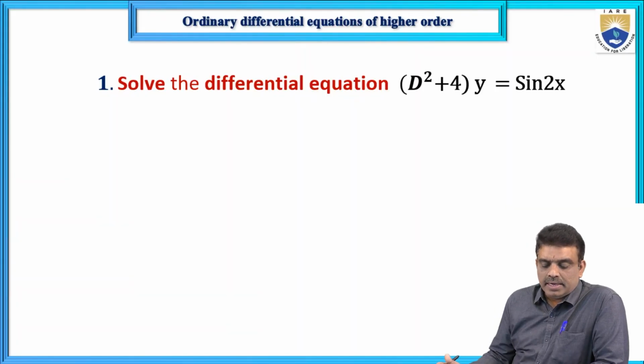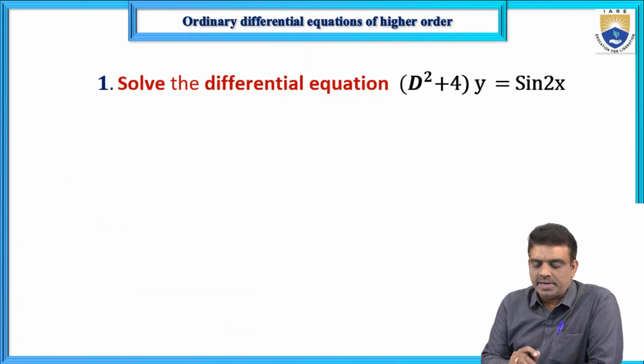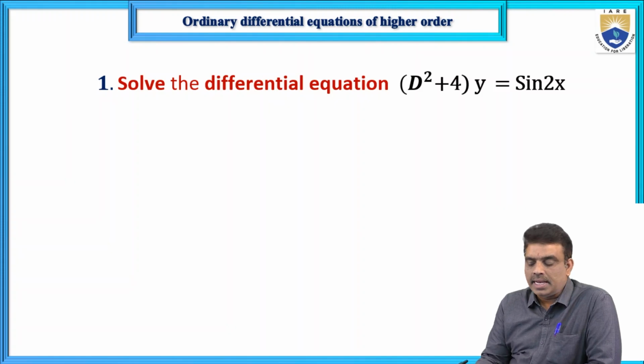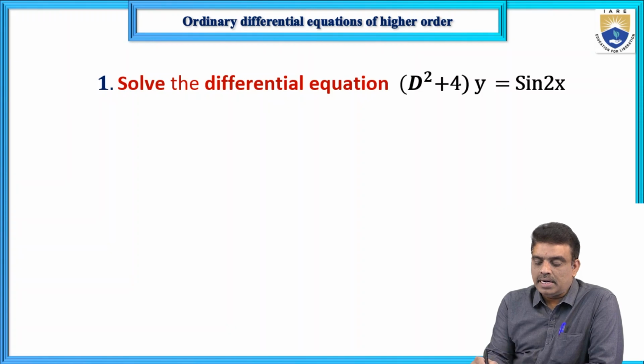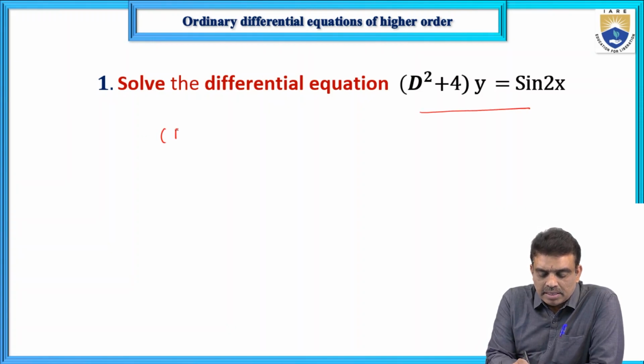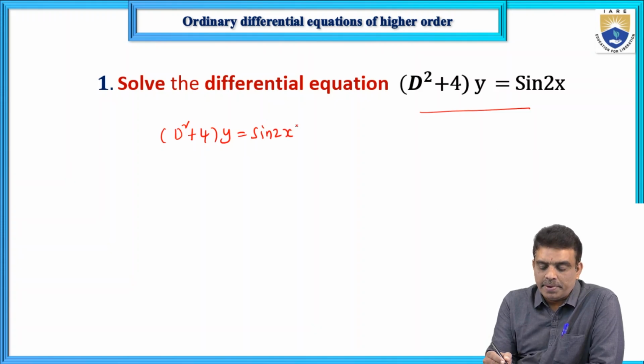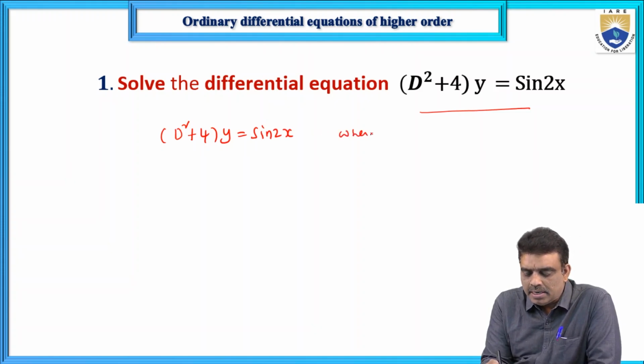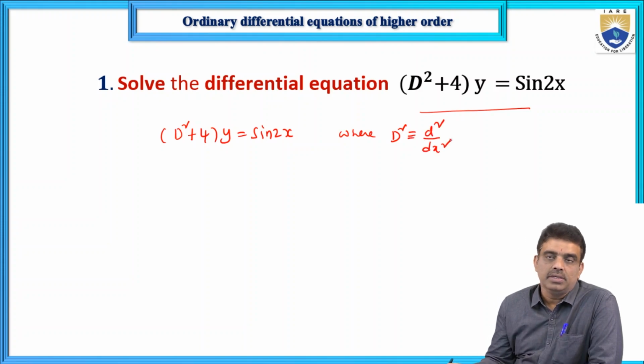Problem number 1: solve the differential equation (D square plus 4) of y is equal to sin 2x. Clearly it is a second order differential equation, and clearly this is in operator form. The given equation is (D square plus 4) of y is equal to sin 2x. Already it is in operator form, where D square means d square by dx square.